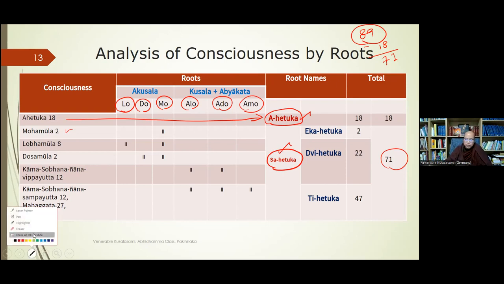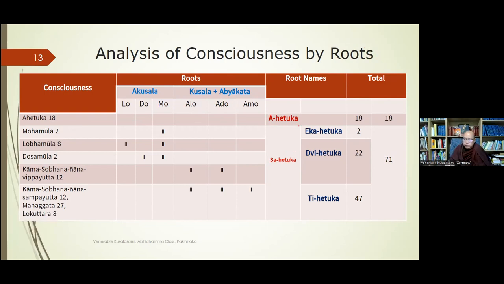And then I want to go here. Eka Hetuka. Eka means one. One root. Dwi Hetuka. Dwi means two. And Ti Hetuka. Ti means three. So consciousness accompanied by one root, accompanied by two roots and three roots. Okay, so then we can go to the next one.